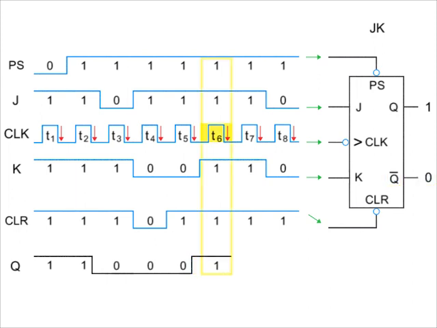At T6, J is 1 and K is 1, and you hit another clock pulse. Thus, Q toggles to 0 or low. At T7, J and K remain at 1 or high. Again, you hit a clock pulse. Thus, Q will toggle back to 1 or high. At T8, both J and K go to 0 or low. Thus, Q remains high.